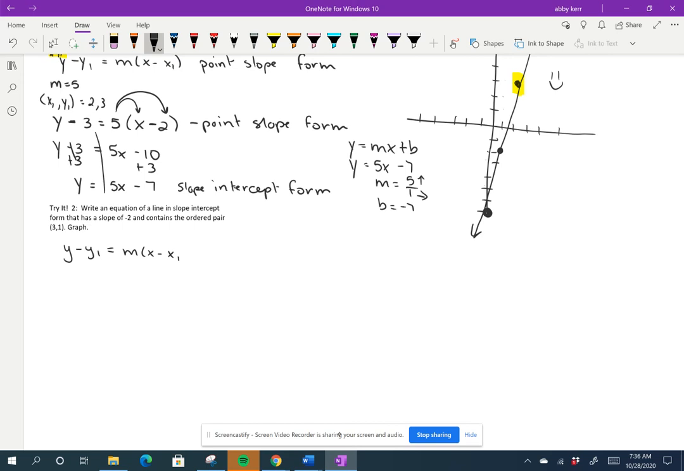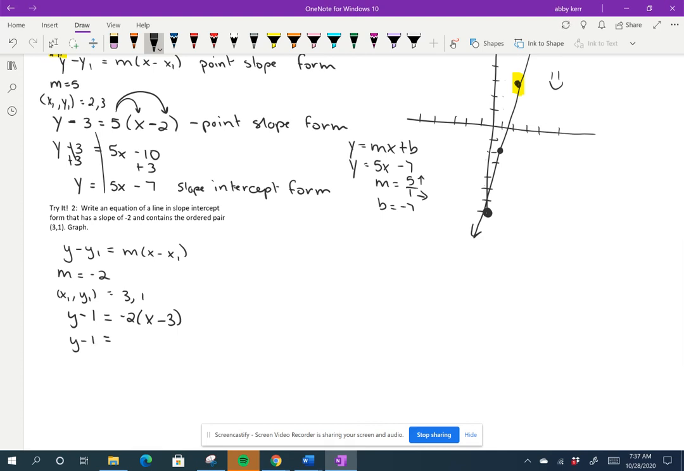So we're going to start with point slope form. We have m equals negative 2. And then we have x1, y1, which is 3, 1. So then we're going to do the y minus our 1 equals negative 2 parentheses x minus 3. So then we have y minus 1.